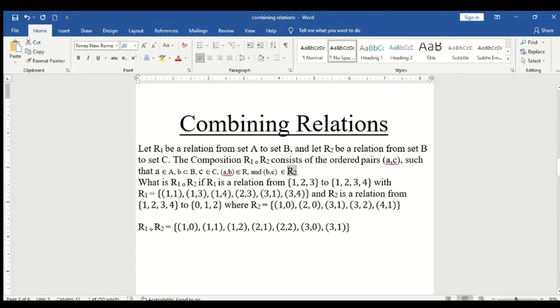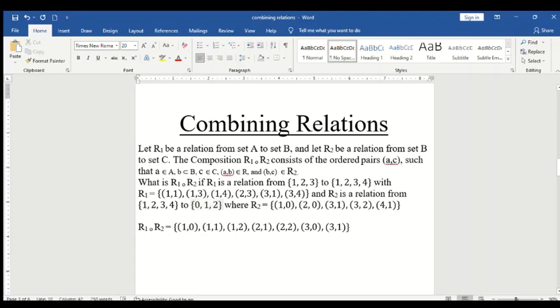So what is the composition of the relations that we have here? The composition of R1 and R2. To make it clearer, R1 is a relation from 1, 2, 3 to 1, 2, 3, 4. For R1 we have the ordered pairs (1, 1), (1, 3), (1, 4), (2, 3), (3, 1), and (3, 4). For R2, we have a relation from 1, 2, 3, 4 to 0, 1, 2.